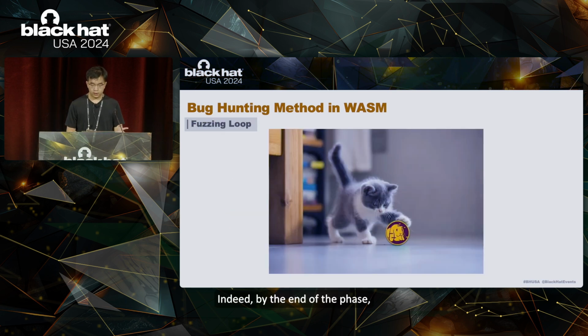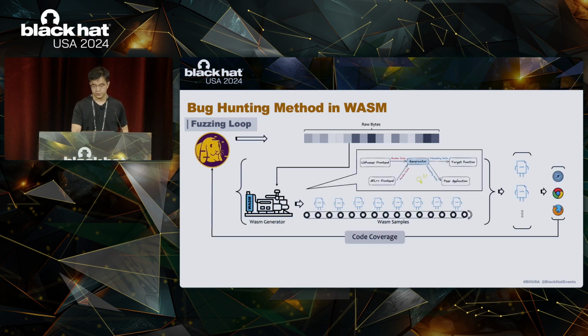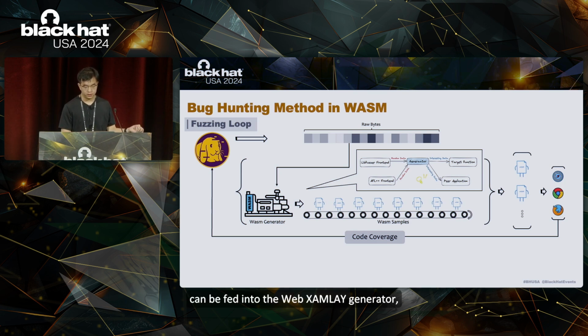Indeed, by the end of this phase, the generator part is essentially complete. But we still need to make some optimization to AFL++. First, let's review the traditional form of the fuzzing loop used by previous WebAssembly compiler fuzzers. You can see that all the bytes from AFL++ can be fed into the WebAssembly generator, allowing it to continuously generate WebAssembly samples.